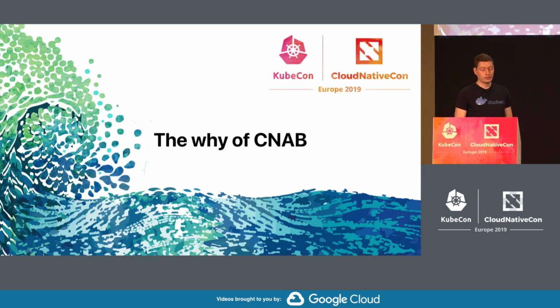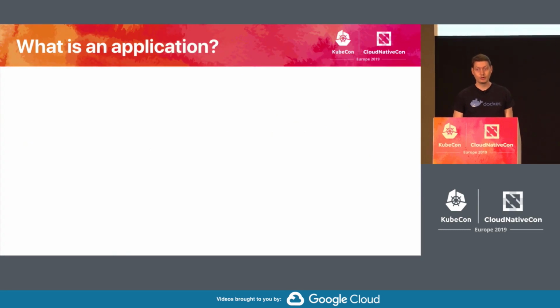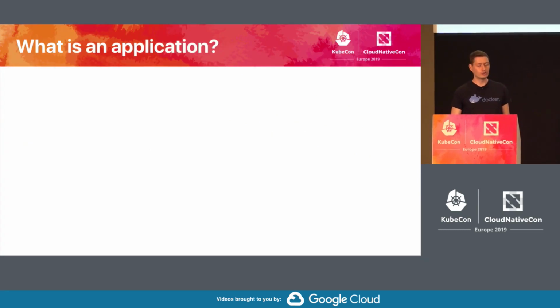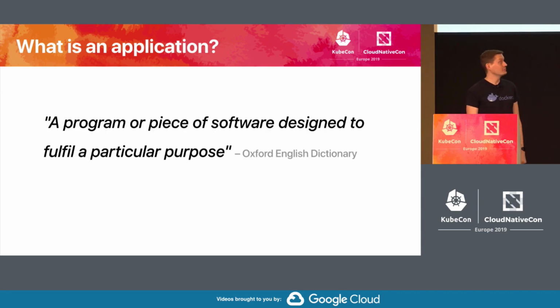So to start with, we'll talk about the why of CNAB. So why did we build this thing? Before we can do that, though, we need to talk about what an application is, because CNAB stands for Cloud Native Application Bundle. We need to know what we're talking about. So the Oxford English Dictionary defines an application as so. A program or piece of software designed to fulfill a particular purpose.